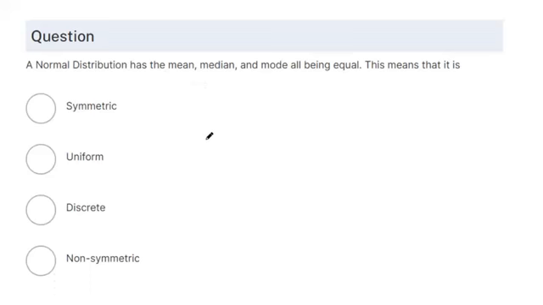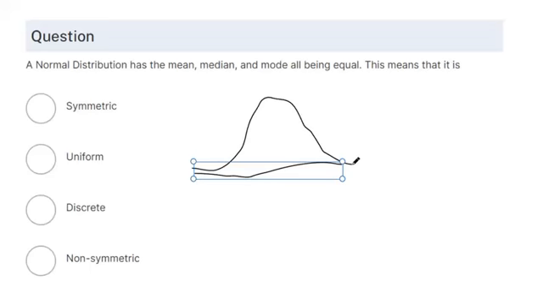The normal distribution has a mean, median, and mode that are all equal under perfect conditions. In real life, you get a data set, it's never going to have the mean, median, and mode all be the same. This is what the bell-shaped curve looks like.